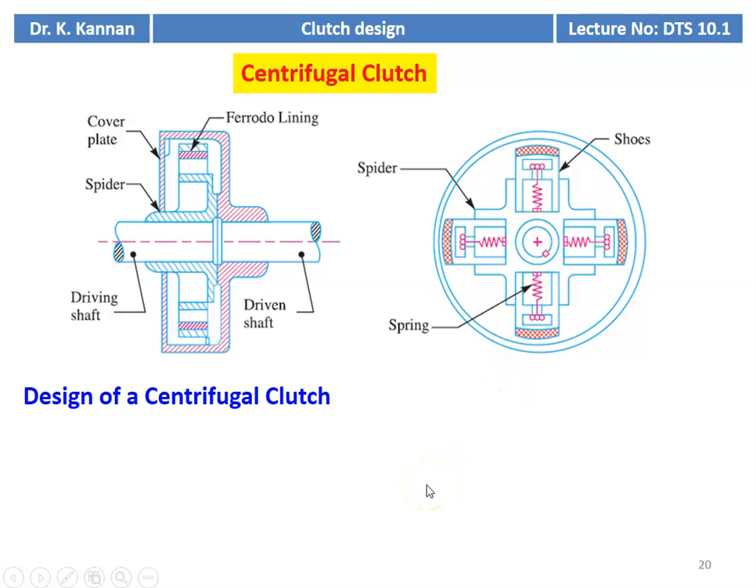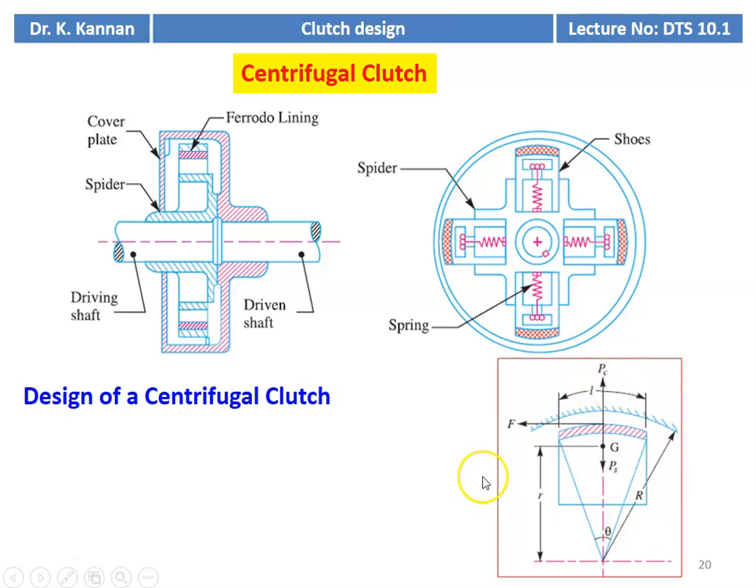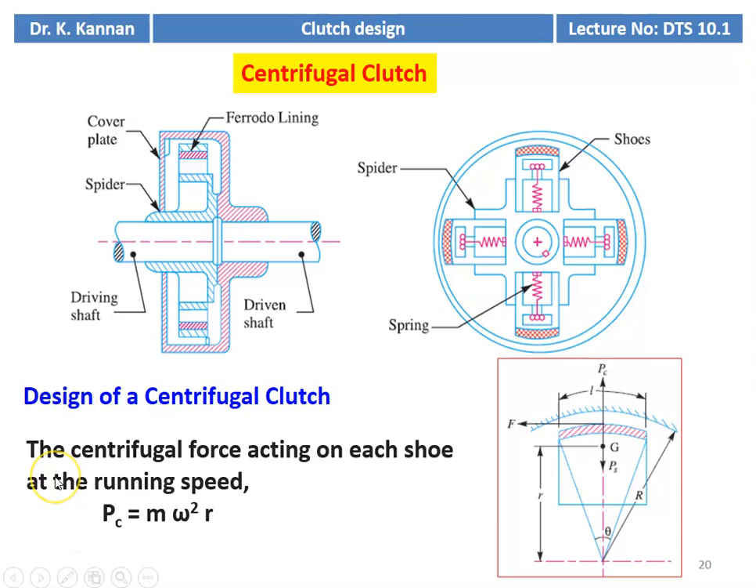This is the design of a centrifugal clutch. So we take the diagram for calculating various forces. Look at here, R is the radius, F is the force acting on the surface, we have Pc and Ps, and G is the point of application of the force. The centrifugal force acting on each shoe at the running speed, Pc, equals m into omega square into r, where m is the mass, omega is the angular speed in radians per second, and r is the radius.